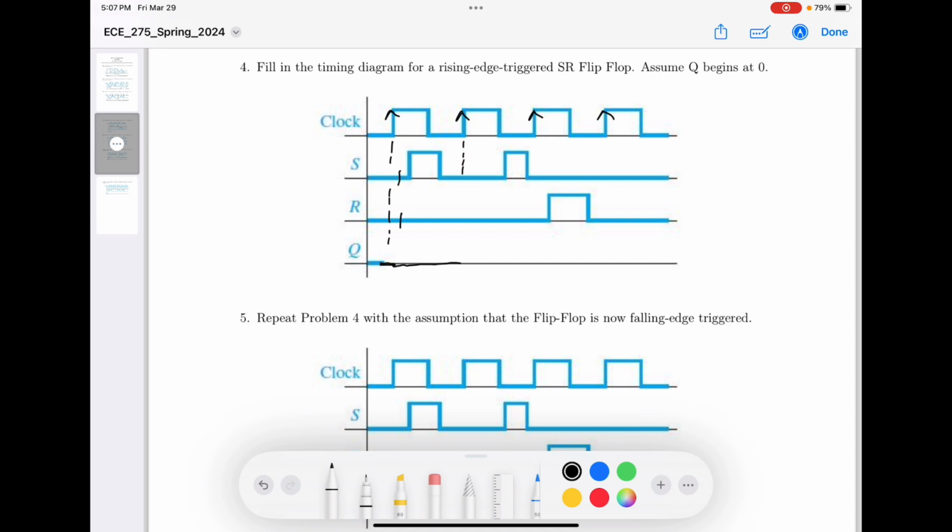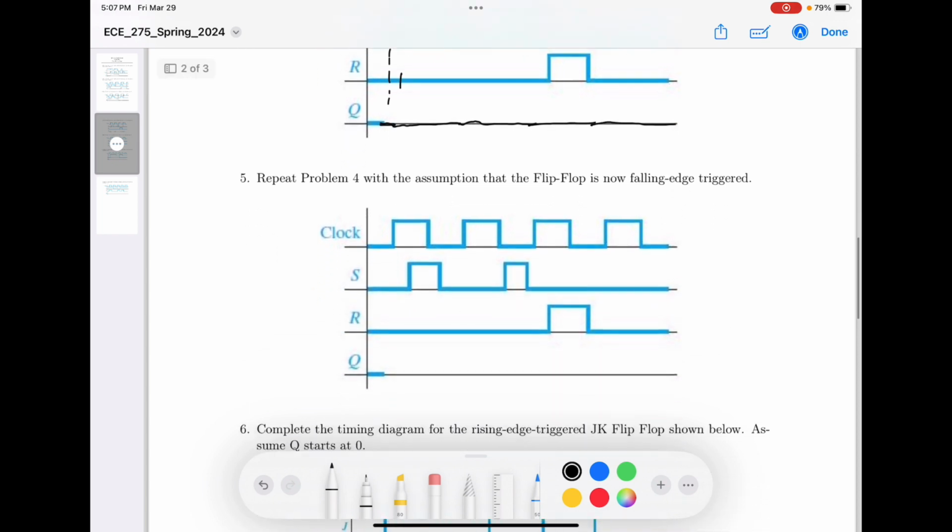Again, at this rising edge, S is 0, R is 0. Continue to hold the value of Q. At the remaining rising edges, S is 0, R is 0, so we continue to hold the value of Q. In fact, Q is always 0 in this case. Let's take one more example.